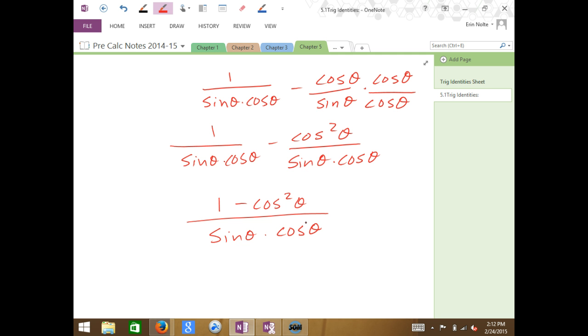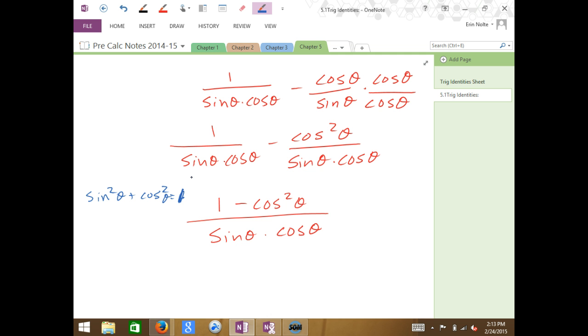Which identity has stuff that's squared? Those Pythagorean identities. Which one has a cosine squared involved? Do you guys see this one? I guess it uses sine squared first. Doesn't matter though. This is the one I'm looking at. Sine squared plus cosine squared equals 1, right?